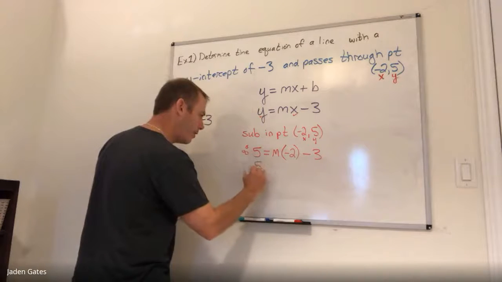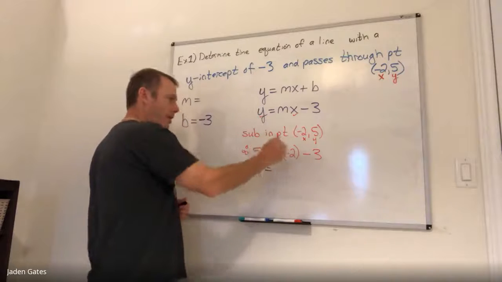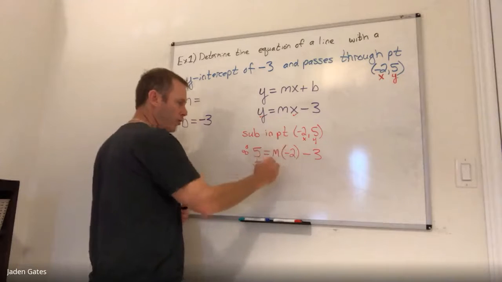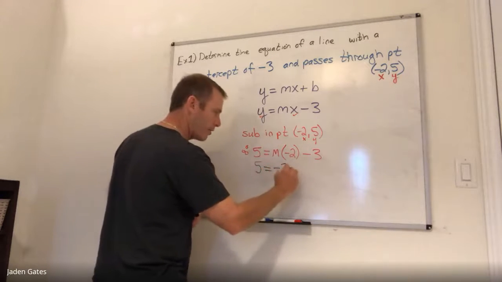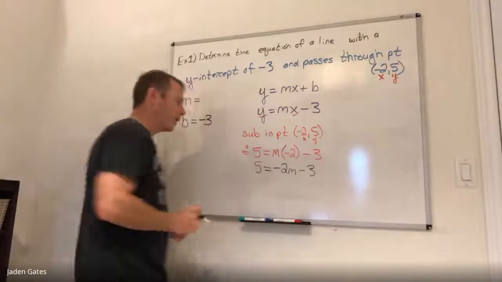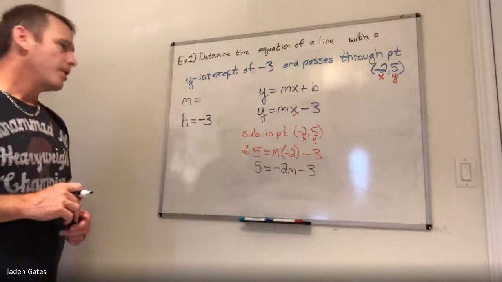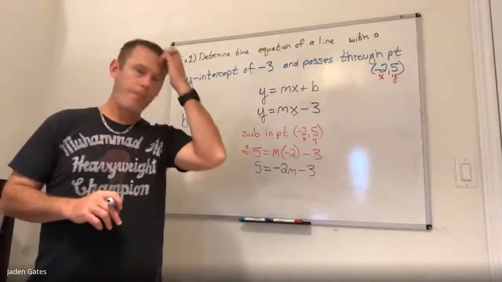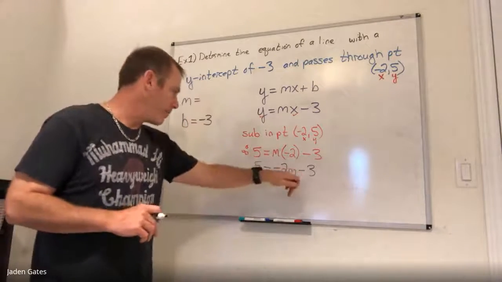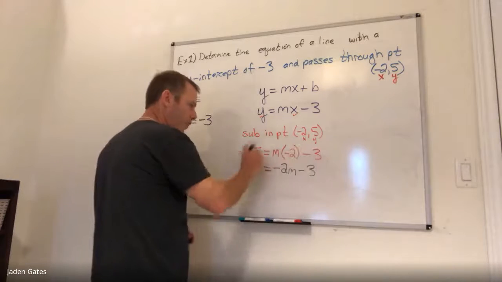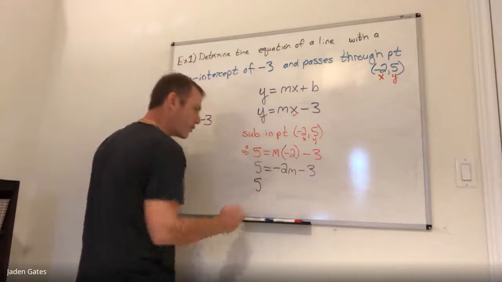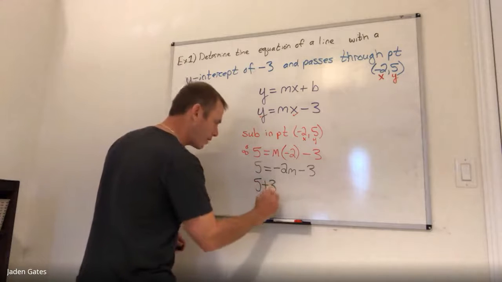Now one thing I'm going to do is rewrite this, just a simple little change. I have m times -2, but usually you put the number first. So it should really be 5 is equal to -2m minus 3. I'm trying to solve for m, so I'm going to get m by itself. I'm going to move this -3 over to the other side, and again, change the sides, change the sign.